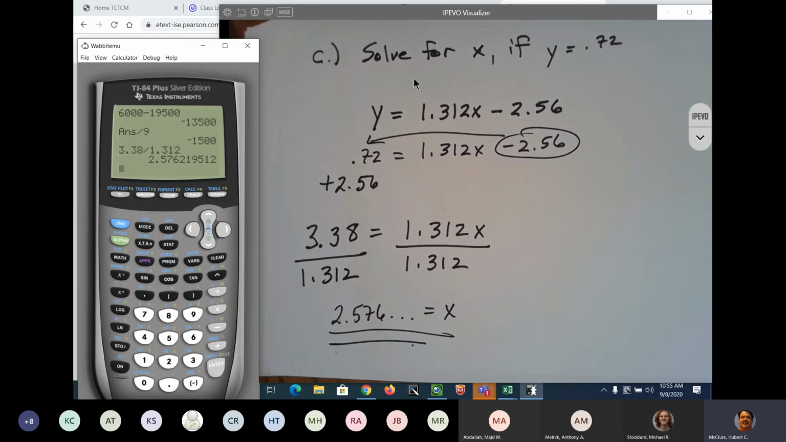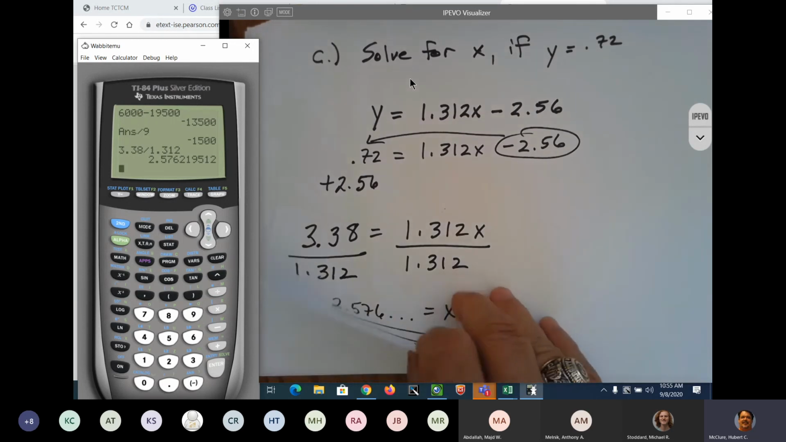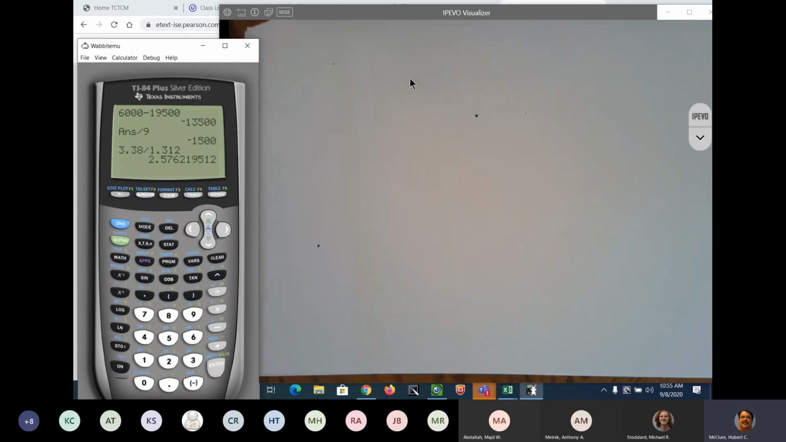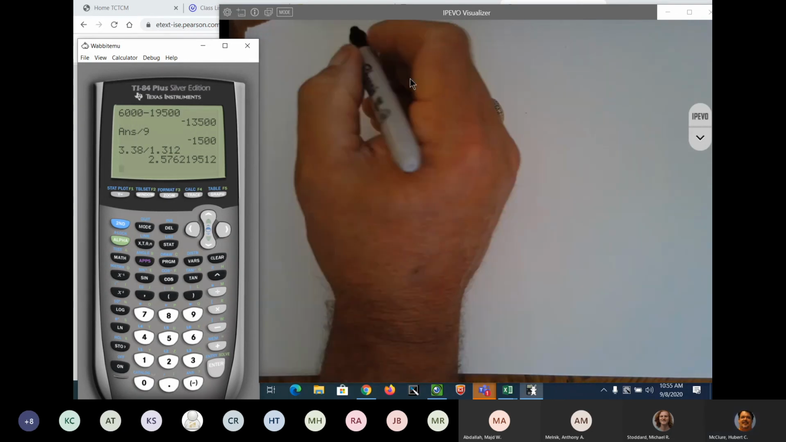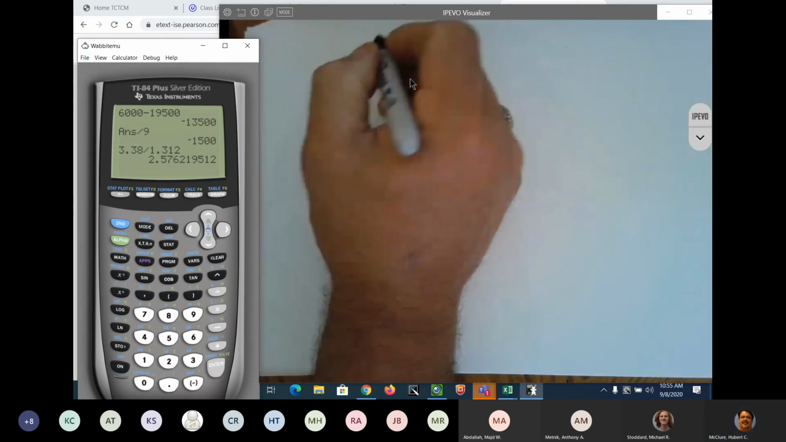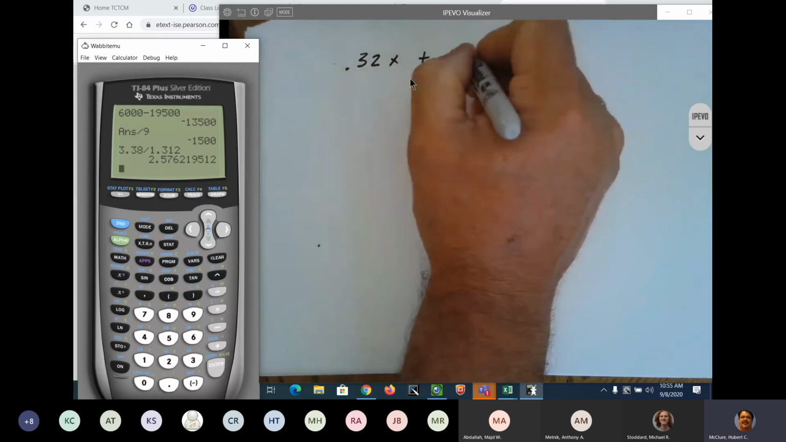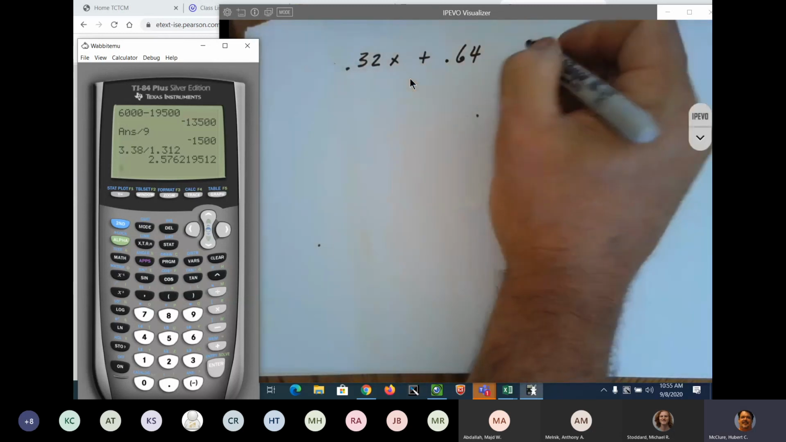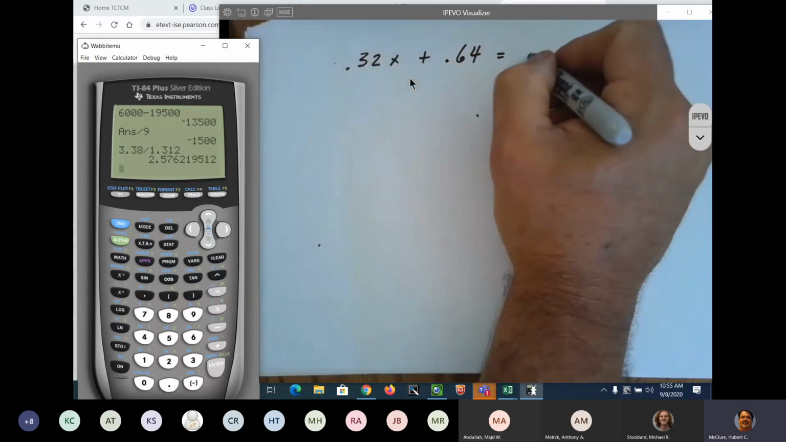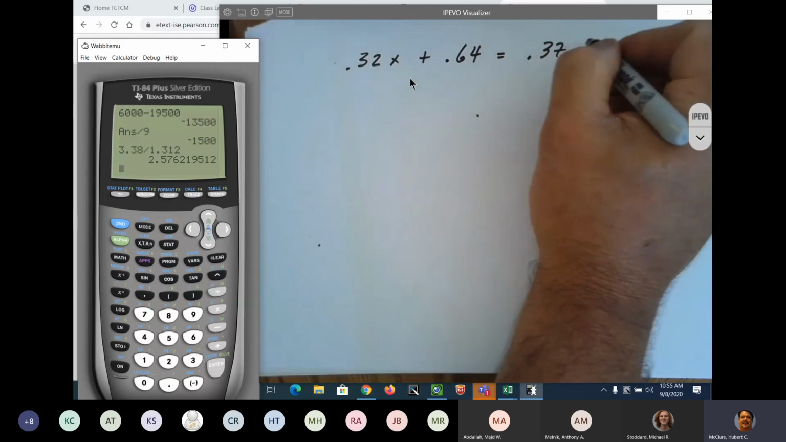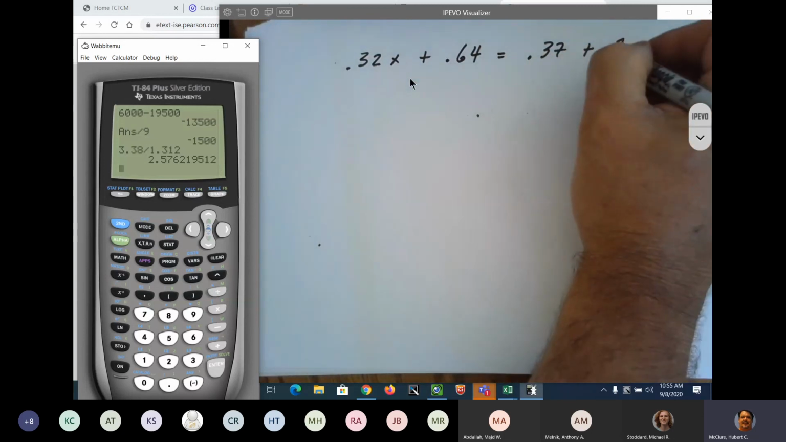That's not the question I was looking for. I was looking for something like this. 0.32x plus 0.64 is equal to 0.37 plus 2x.